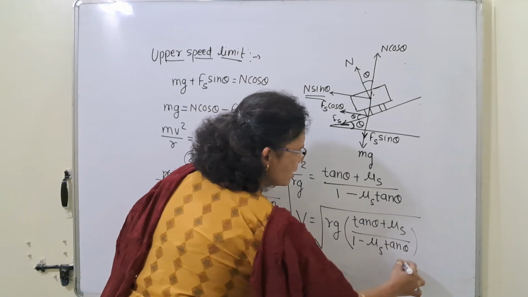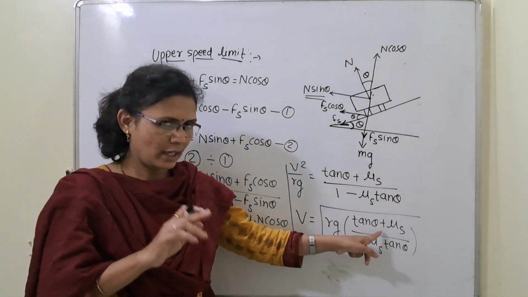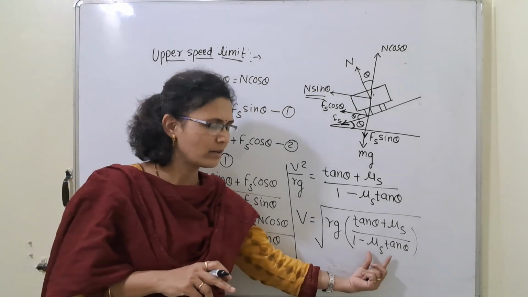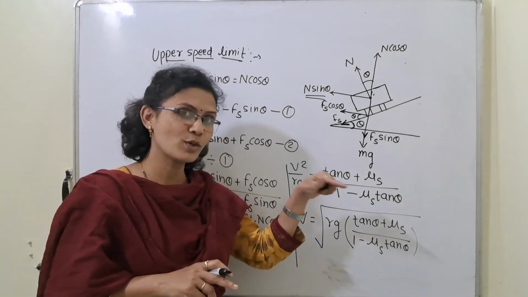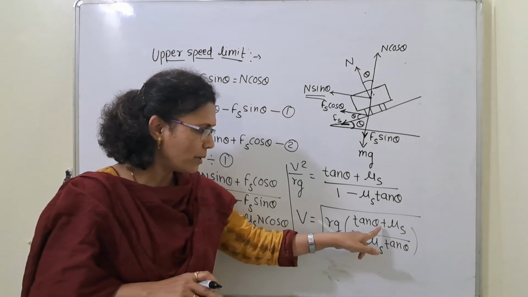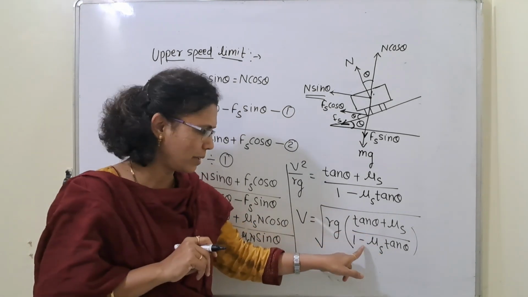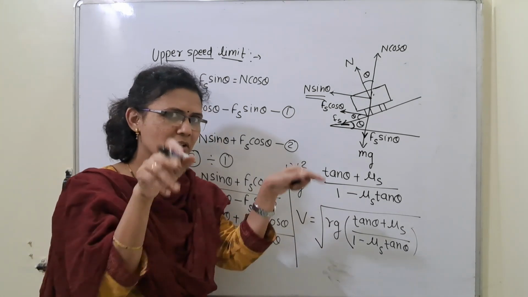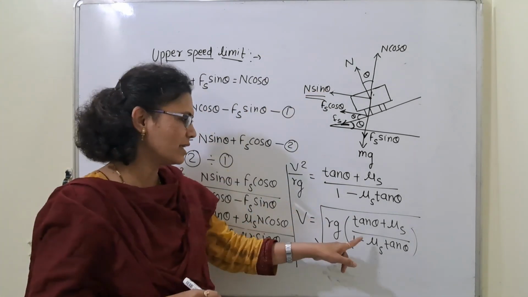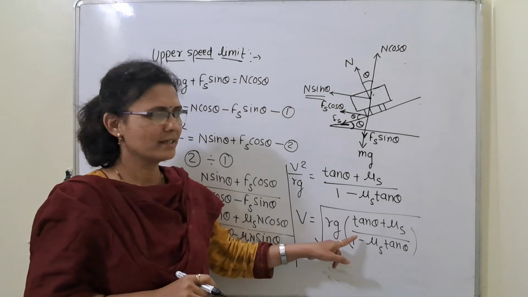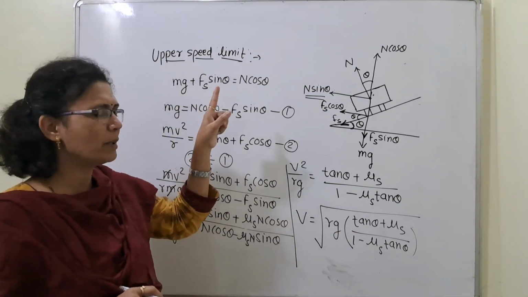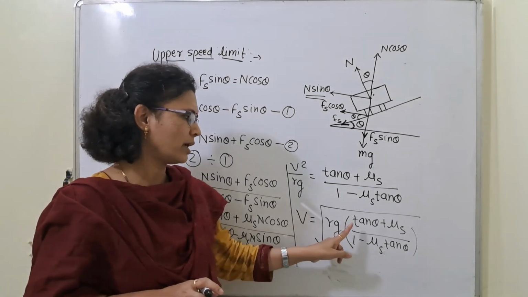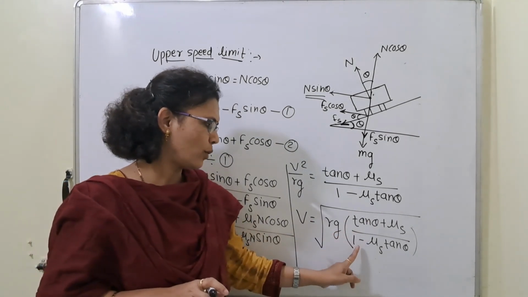See, in that expression minus was here and plus was here, means denominator was bigger. That is, it was a lower limit. But here plus sign is in the numerator, minus sign is in the denominator, means denominator is lower and resulting value will be more. That is, it is an upper limit. So what is the upper speed limit for the vehicle? It is v is equal to under root rg in bracket tan theta plus mu s upon 1 minus mu s tan theta.